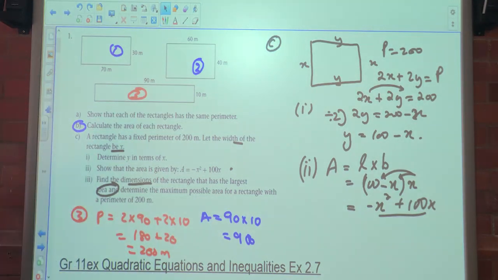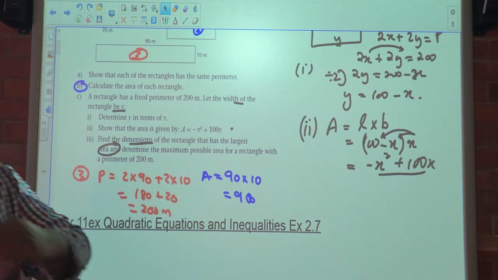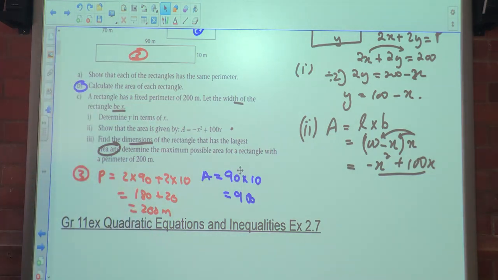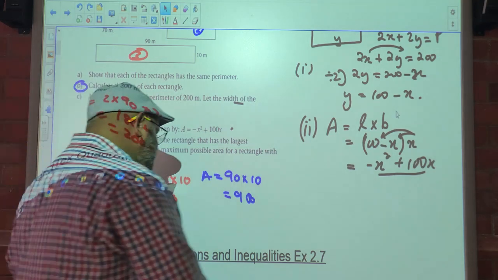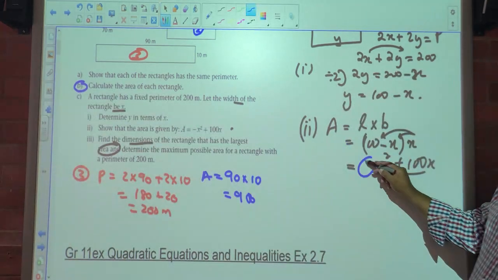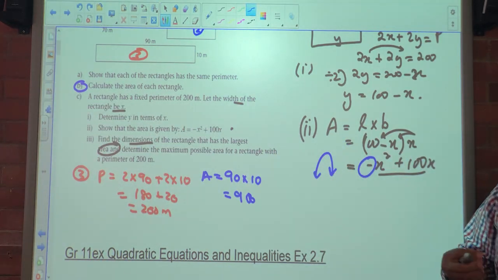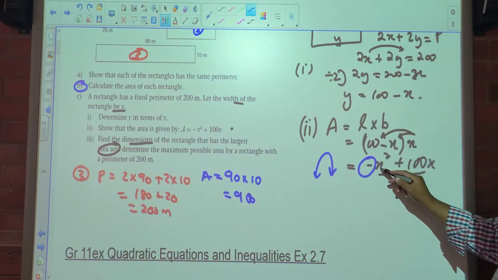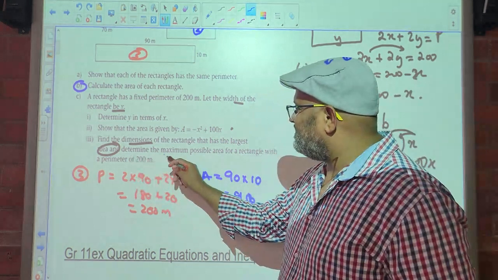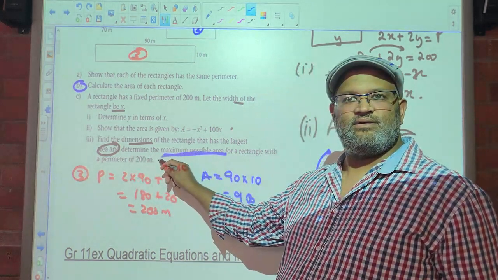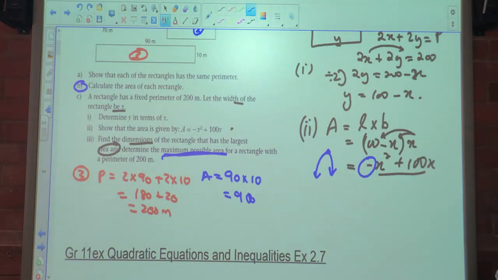Okay? So what I do now is, remember, this is now a quadratic. Not so? Because this is negative, this actually models a parabola with a maximum value. Not so? It has a maximum value. And what's the question here? Determine the maximum possible area. You see, if this had to model a positive and a minimum value, then what will the question be?